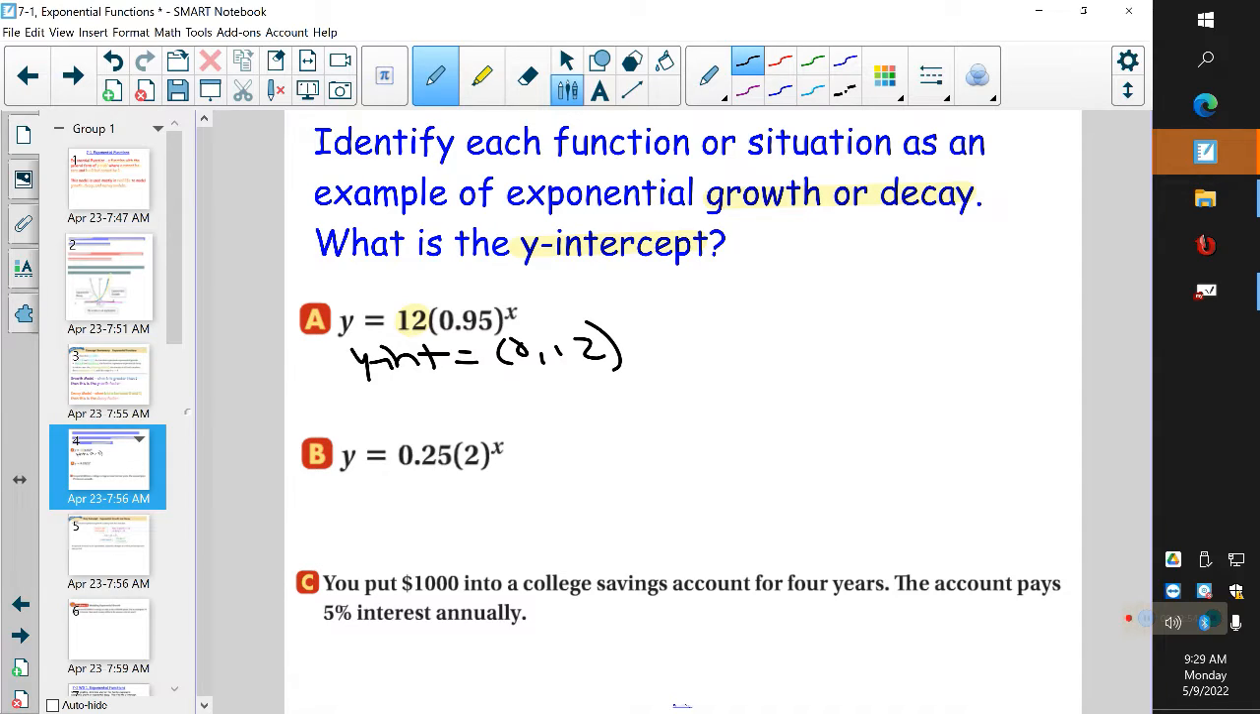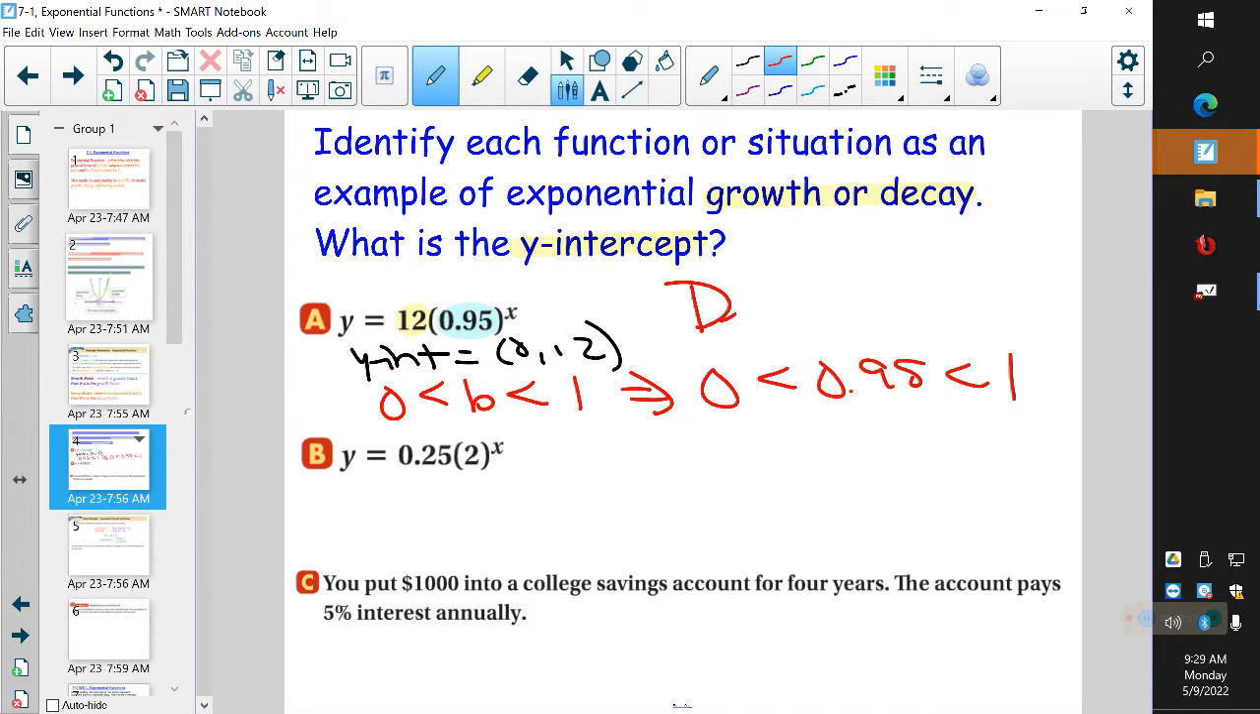Super simple. Then I want to know if we're going to have a growth or if we're going to have decay. So you're going to look at this value right here that has the exponent on it. Since that value is between 0 and 1, meaning 0.95, that is less than 1, this is going to be decay. And whenever I ask what my decay factor is, you're going to say that it's 0.95.